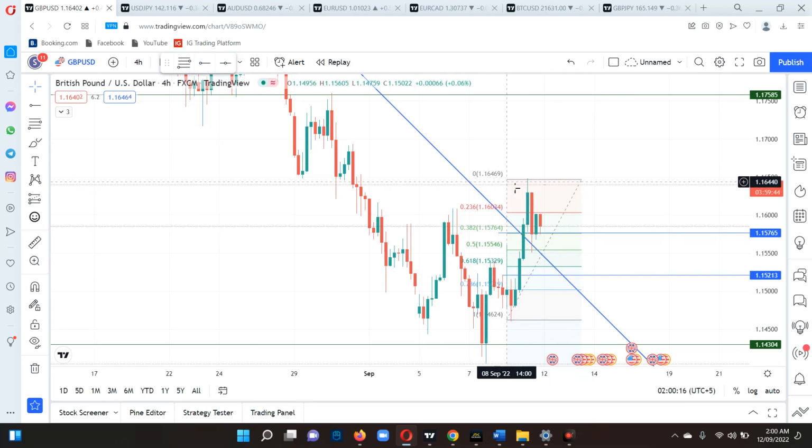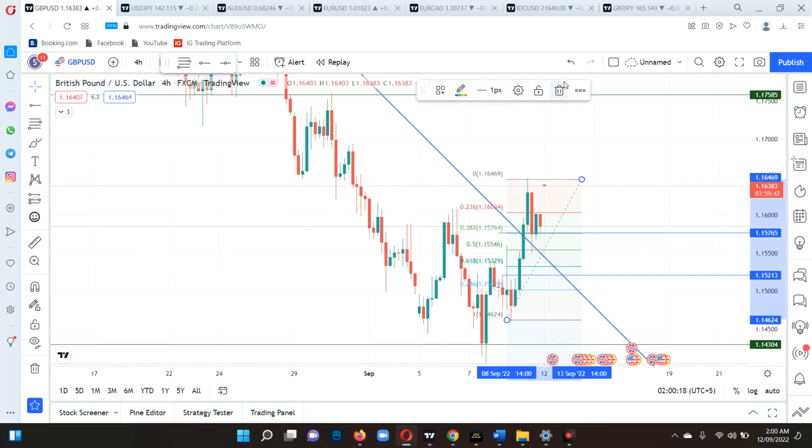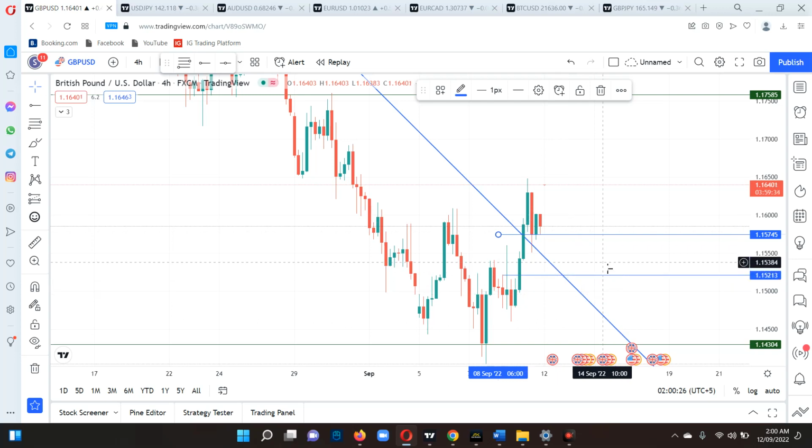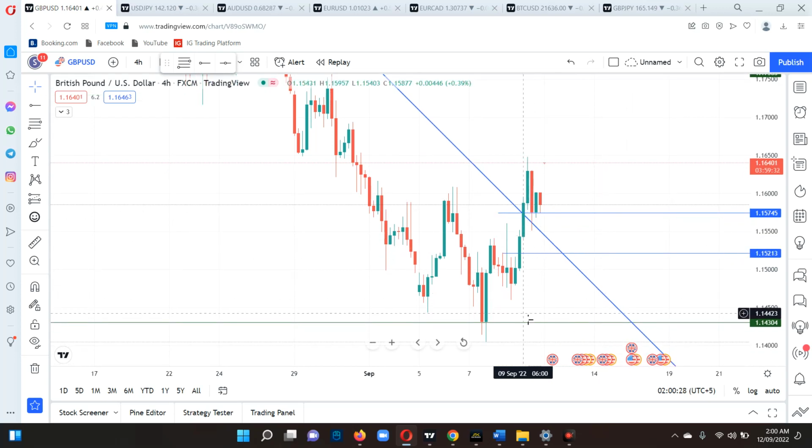So if the market pays respect to these areas on the 4-hour time frame chart, I will try to look for the buy trade. You guys can also look for the buy trade on the basis of these areas. If you want to trade on the basis of this analysis, you have to use your stop loss just below there, and you can hold your position for the long term.